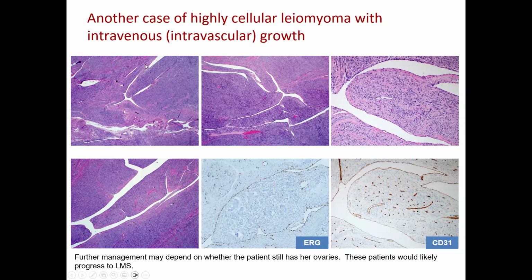When you start to see slit-like vascular spaces like that, and the tumor is growing as tongues within the vascular space, ask yourself, is this truly a vascular space, or is it a degenerative area? You can do ERG or CD31. You can see here that this tongue is lined by, or covered by, endothelial cells. So this is what we call intravenous or intravascular leiomyoma.